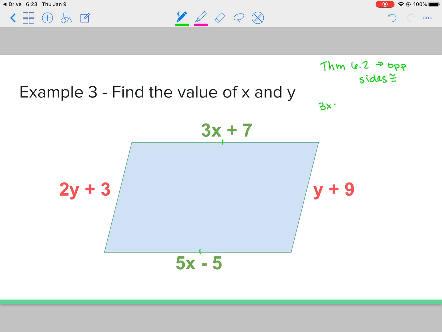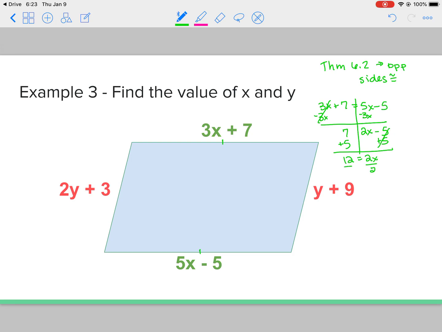So I have 3x plus 7 equals 5x minus 5. And I'm going to solve that to figure out what x is. So first I'm going to subtract 3x from both sides. So that leaves me with 2x. And then I bring down everything else. So to get the x by itself, I'm going to add 5 to both sides. And 7 plus 5 is 12. So I have 2x equals 12.